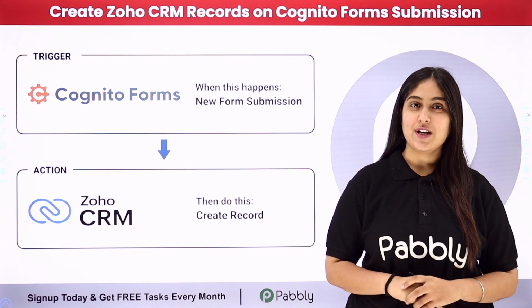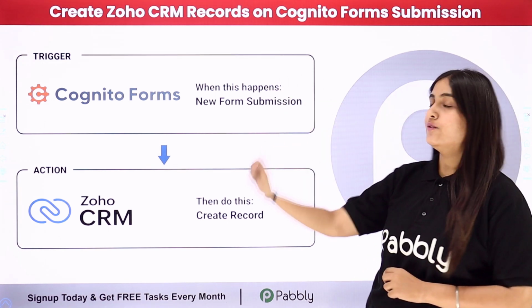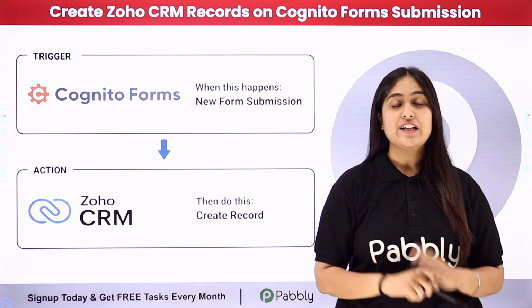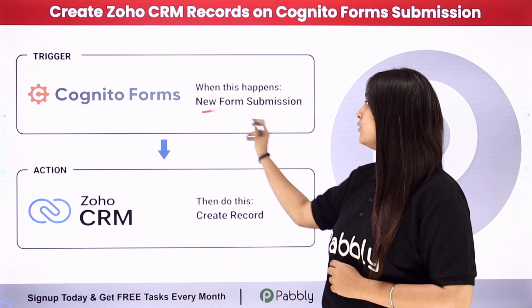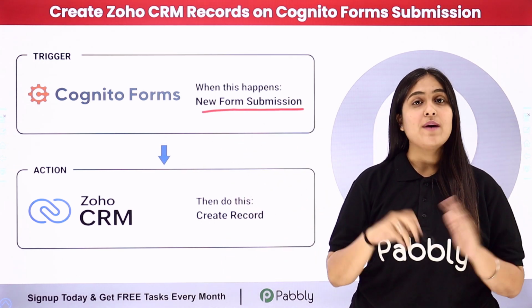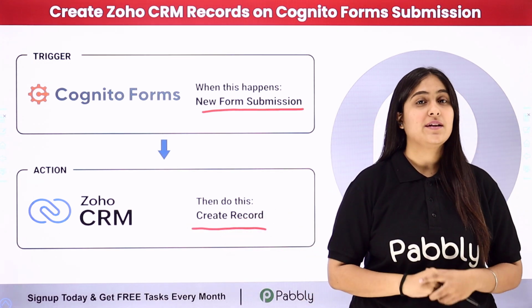So in this video, we are going to learn how to create Zoho CRM records on Cognito Forms submission. So here I've created a form using Cognito Forms, and in this case I want whenever a new form submission is made, automatically using that detail, a new record should be created in my Zoho CRM account.